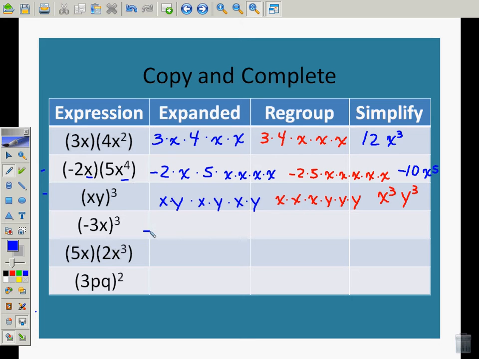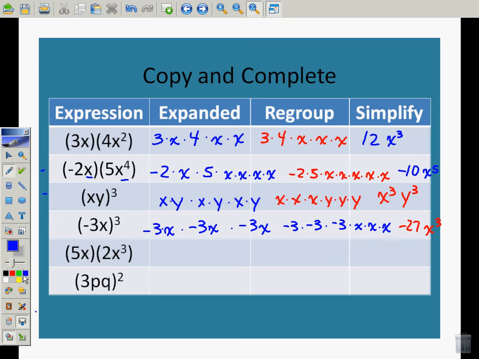Down here, negative 3x times negative 3x times negative 3x. Well, really that's negative 3 times x, negative 3 times x, negative 3 times x. And so when I reorganize this, I have negative 3 times negative 3 times negative 3, and then I've got times x times x times x. And negative 3 times negative 3 times negative 3 is going to be 27, and it's going to be negative, so it's negative 27. Switching colors once again. Negative 27 times x to the third power.